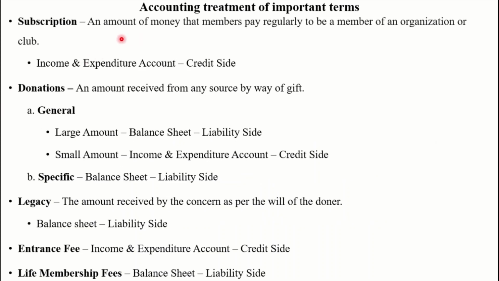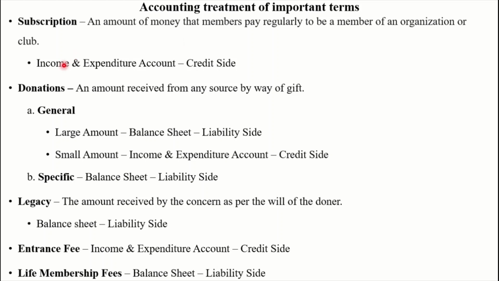First terminology is subscription. What is meant by subscription? Subscription is an amount of money that members pay regularly to be a member of an organization or club. To avail the service of that organization or club, the member has to pay some amount of subscription. That is, the subscription is the income for the non-profit organization, or we can say non-trading organization.